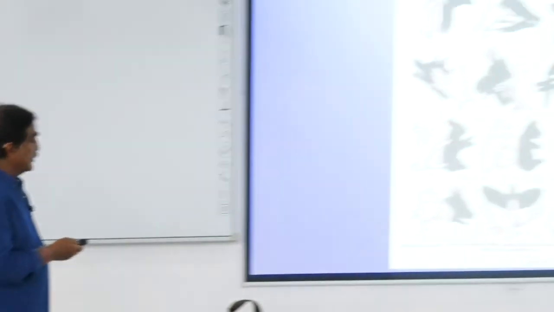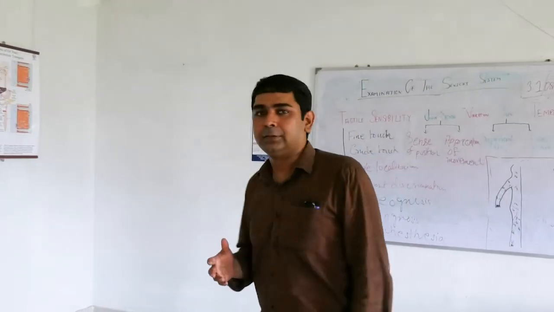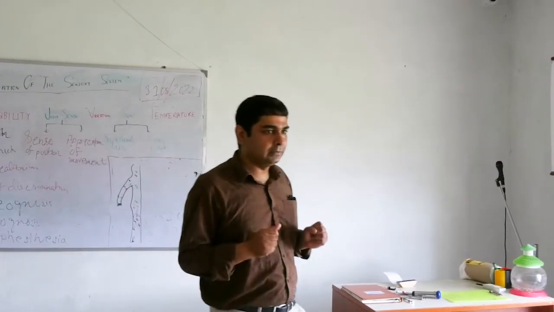This shadow puppetry. There is a sensory system. So, the sensory system: what is a sensory system? One system consists of a receptor.